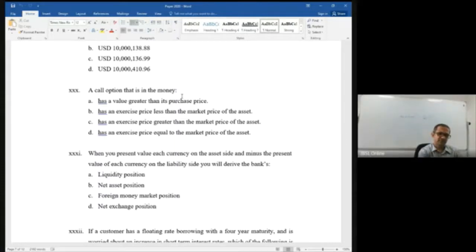You calculate the present value of all assets in one currency and all liabilities in the same currency. The difference is the net exchange position.